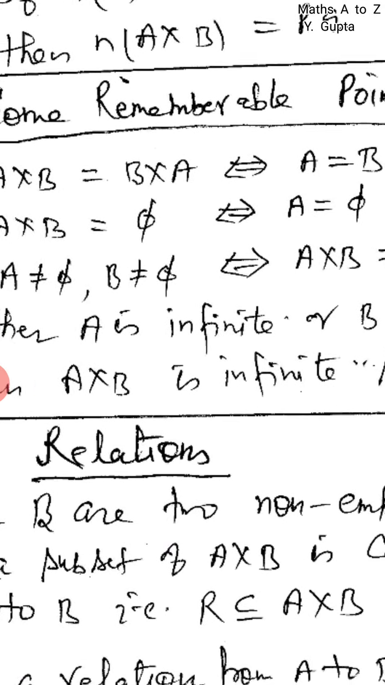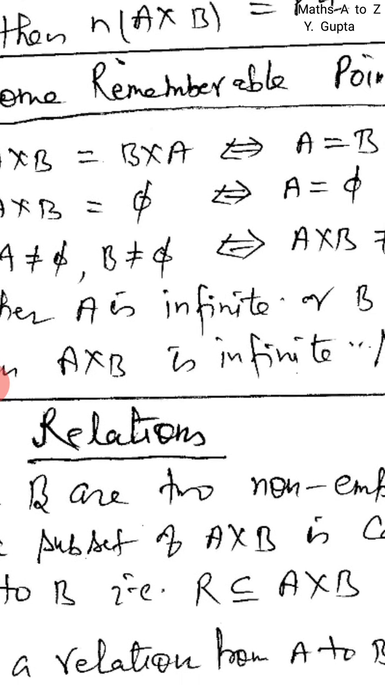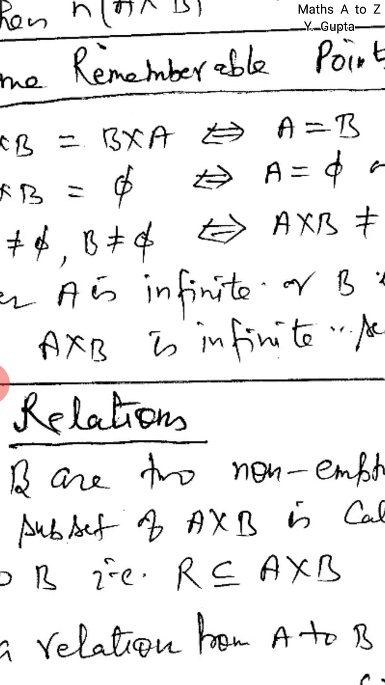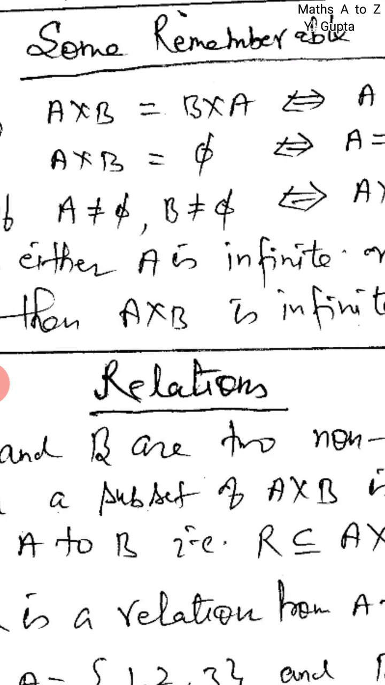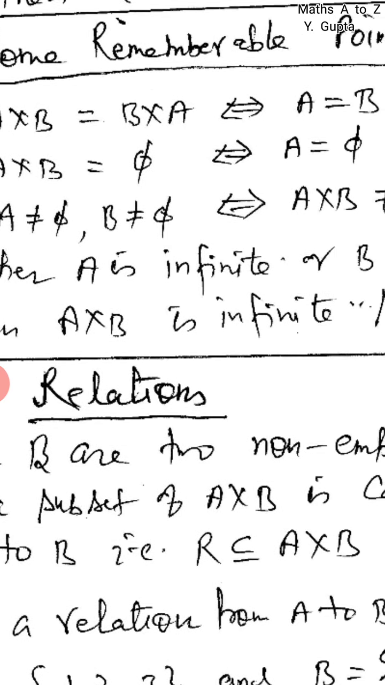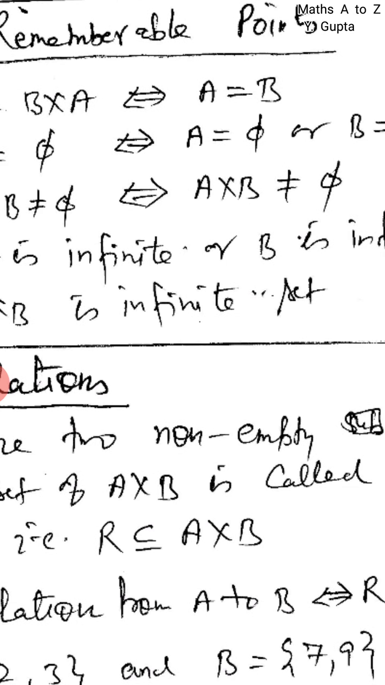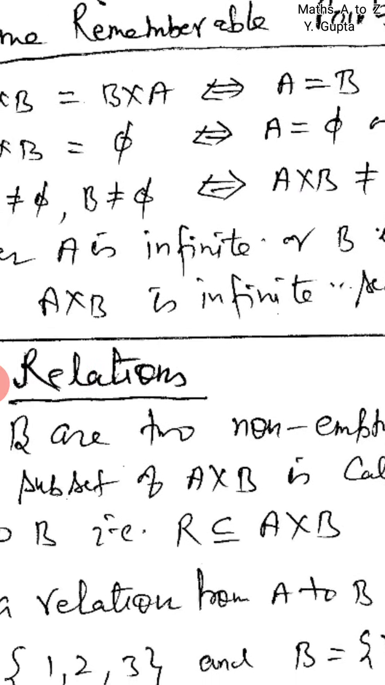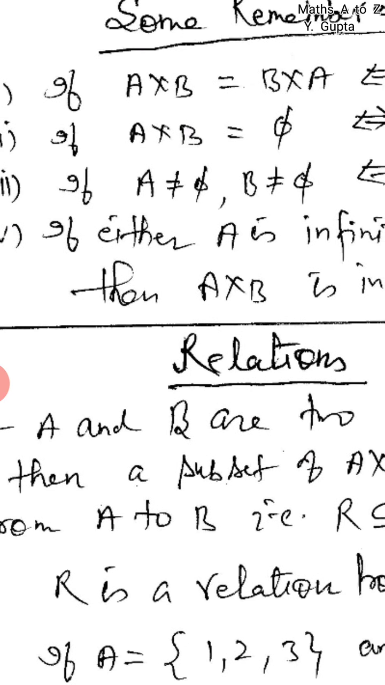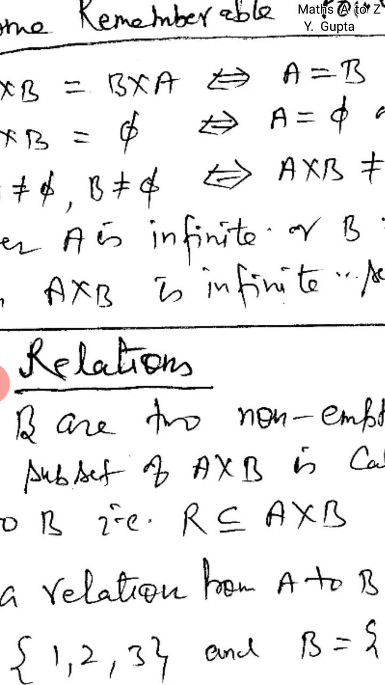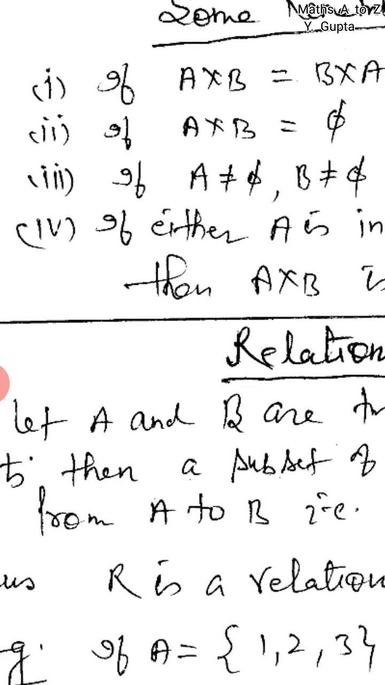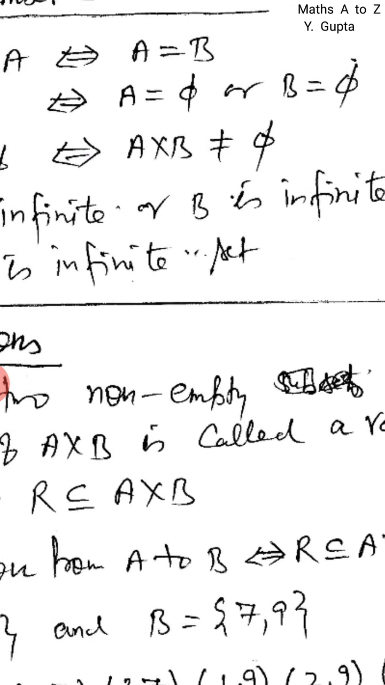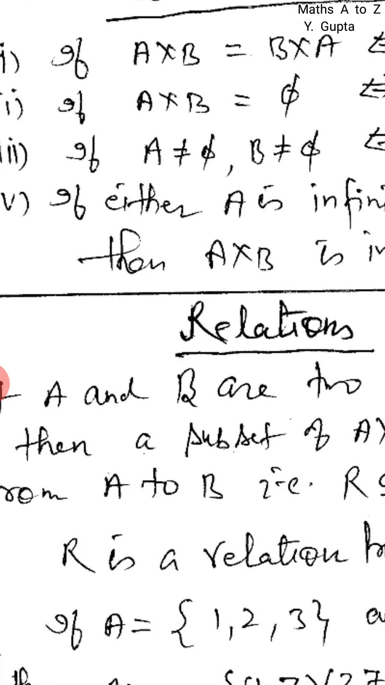Some points to remember. If A cross B is equal to B cross A, it implies that A is equal to B. It means both sets will be equal. And the Cartesian product of A and B is equal to the empty set if and only if either A is the empty set or B is the empty set. And if A is not an empty set and B is also not an empty set, then their Cartesian product is also not an empty set. If either A is infinite or B is infinite, then their Cartesian product is also infinite.